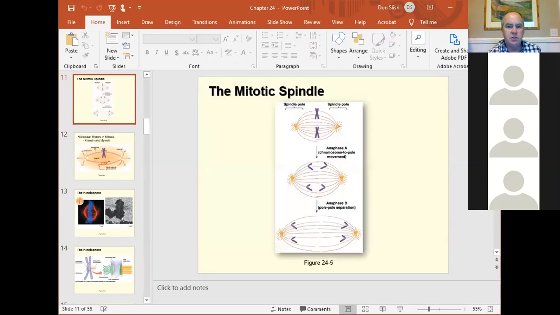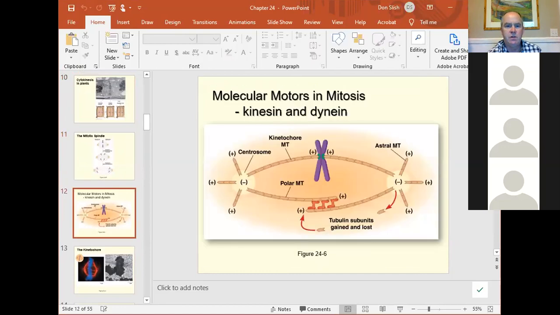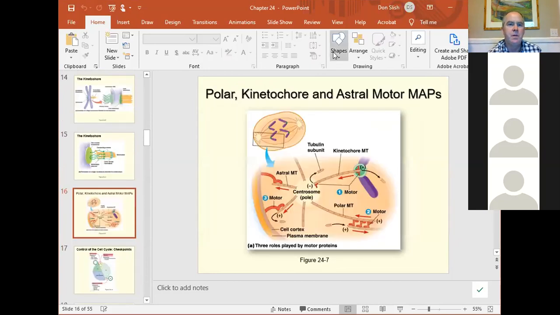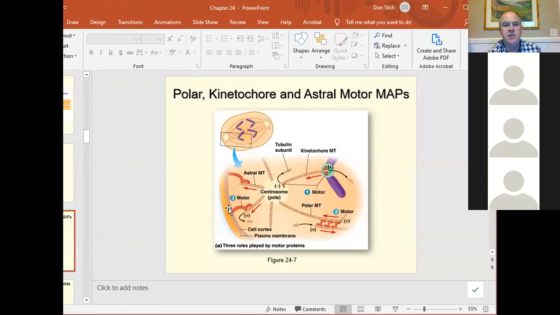See, I have a nice picture of this. Astral microtubules. Where are you? There. Okay. So here, the astral microtubules, you can see, are attached to the molecular motors that are attached to the cortex of the cell. And those motors are pulling the microtubules towards themselves.